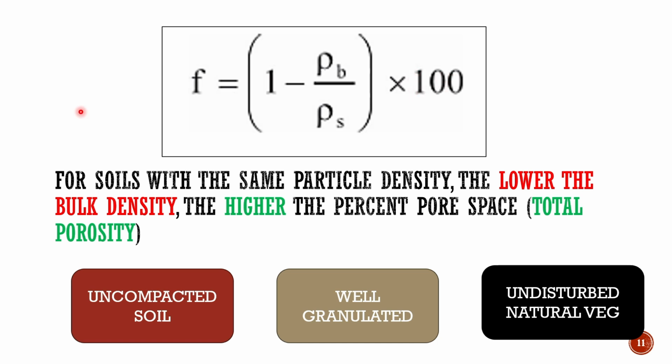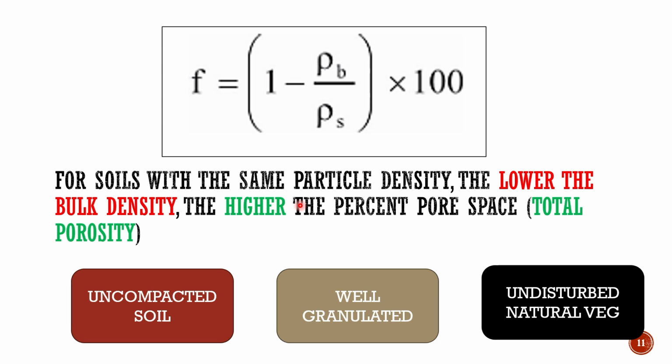Another point to remember is that for soils with the same particle density, the lower the bulk density, the higher the percentage pore space, that is total porosity. I will explain how this sentence comes. If the sentence comes in the exam, you have to read thoroughly, understand the concept, and say whether it is true or false. So remember this point.